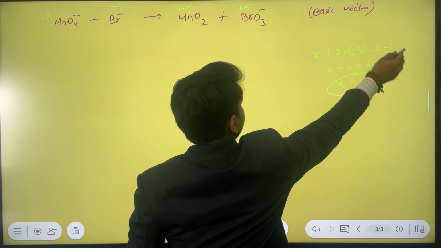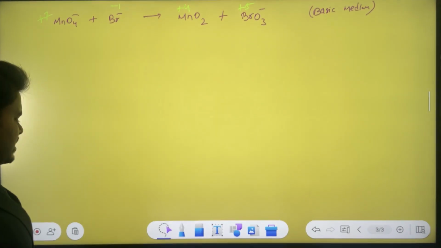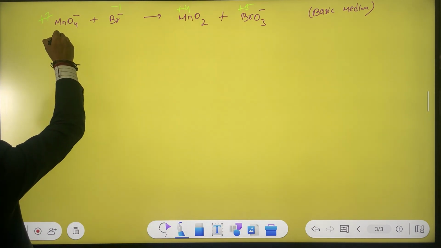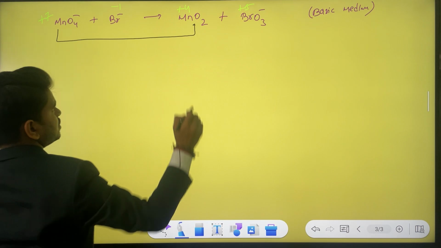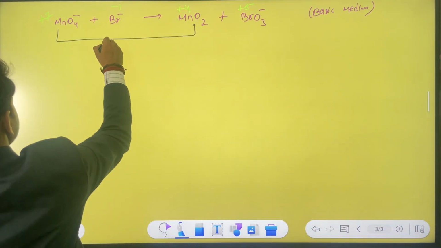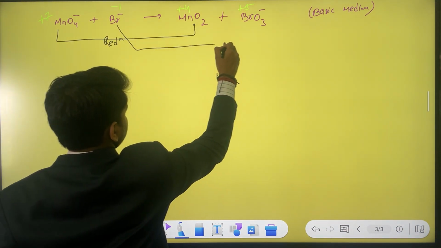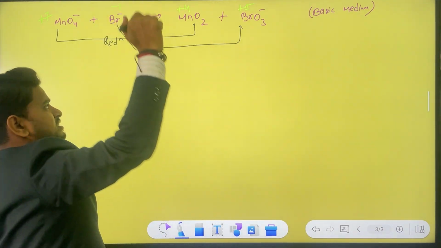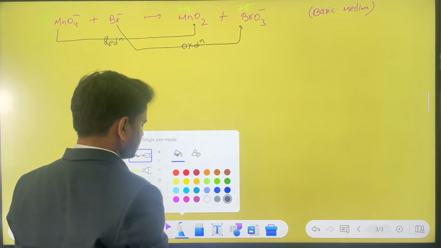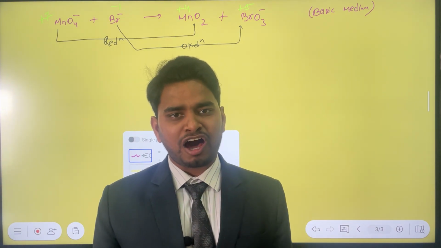Now let's see which is undergoing oxidation and which is undergoing reduction. We can see that Mn is going from +7 to +4, so it is undergoing reduction. And Br minus is going from -1 to +5, so it is undergoing oxidation. So let's break these 2 equations. This was the first part. The second part is that we have to break the equation into 2 parts, the oxidation half and the reduction half.